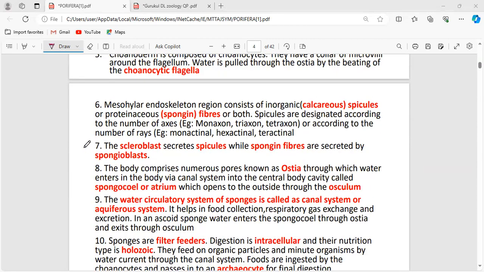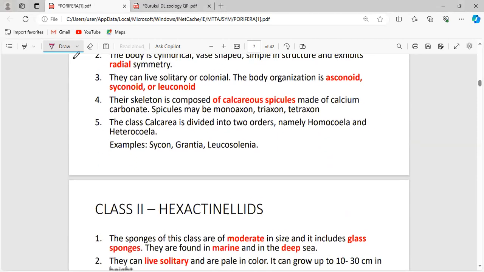The scleroblast is in the general characteristics. If you revise those general characteristics, you could have easily answered this question today. So revision is very important. The scleroblasts secrete the spicules. The spongioblasts secrete the spongin fibers. These cells are important. Clear? Okay.